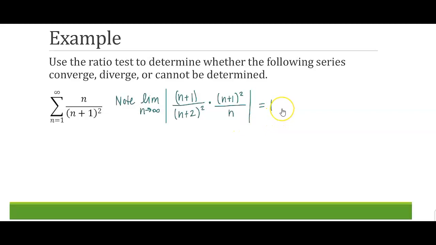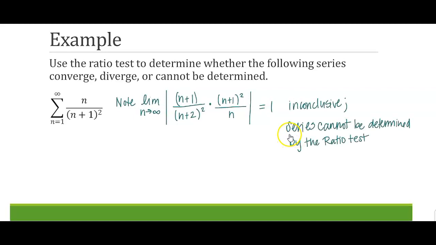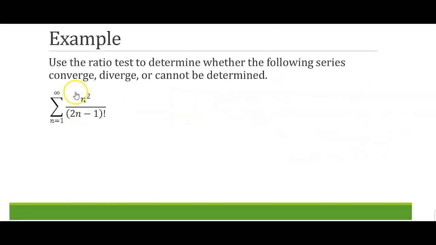So what we know is that the ratio test gives us inconclusive. Once again, the series cannot be determined by the ratio test. We're going to go ahead and apply the ratio test again. By now I'm sure you have the general idea down, so at this point it is just practicing evaluating these different limits and working with different looking quantities. So this one's going to be different because of the 2n minus 1 factorial.